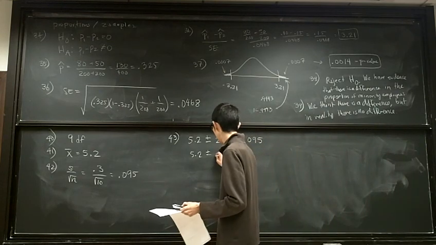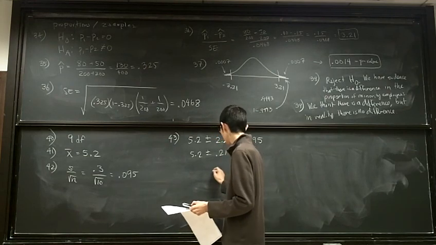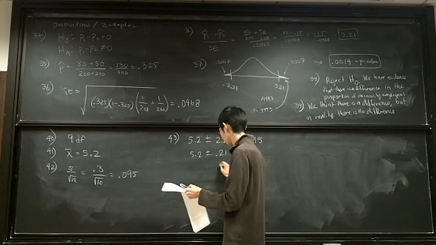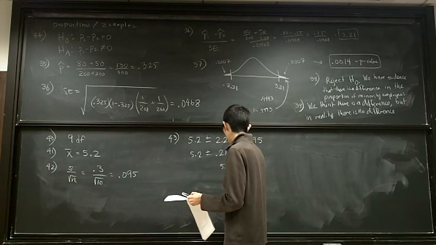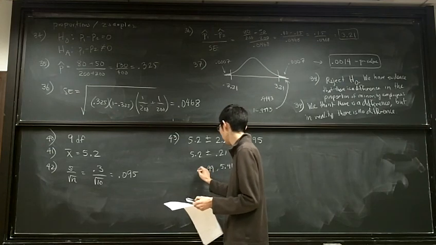0.21. Okay, and so this, on the high end I have 5.41, and on the low end I have 4.99.